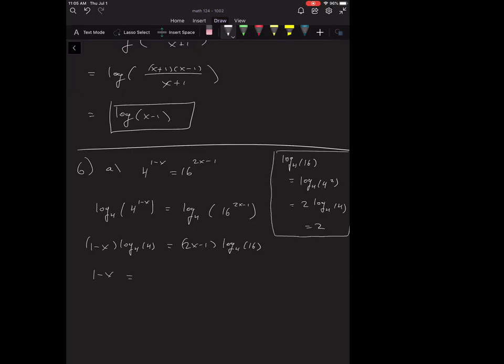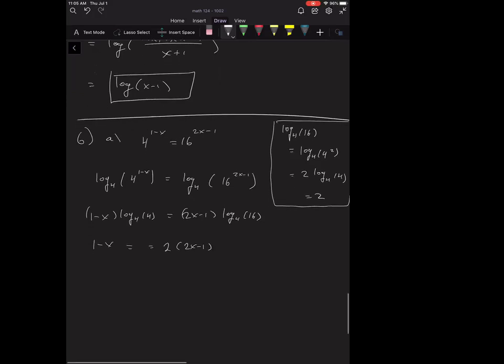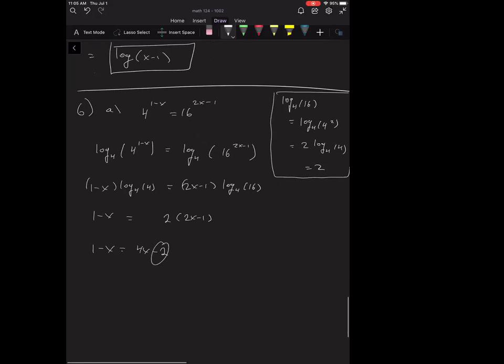So then on the right-hand side down here, this log base 4 of 16 simplifies to 2. So we have 2 times 2x minus 1. So we have 1 minus x, and then distributing the 2, we have 4x minus 2. Then to solve for x, we can add this 2 over to the left, and then we can add this x over to the right. And so we would have 3 is equal to 5x, and then x is equal to 3 over 5.